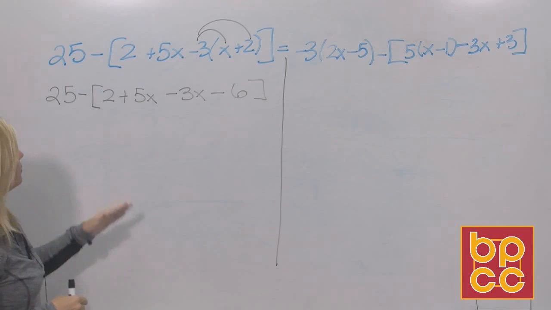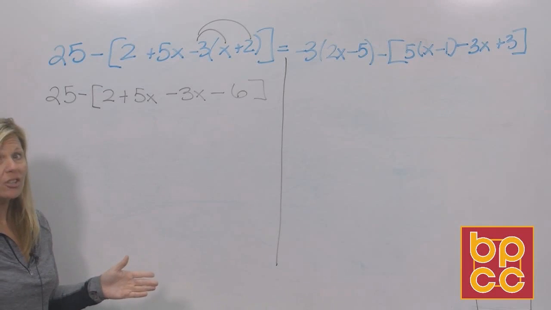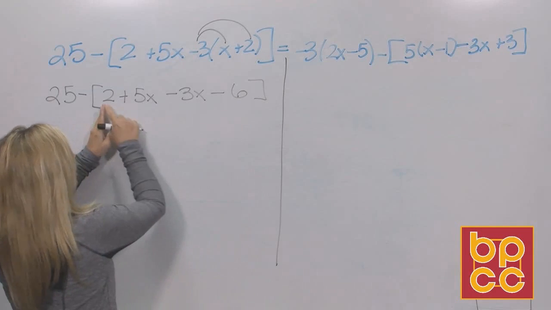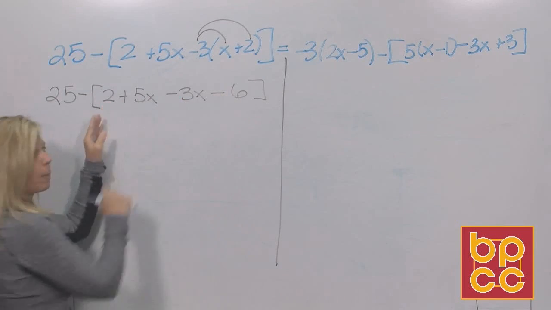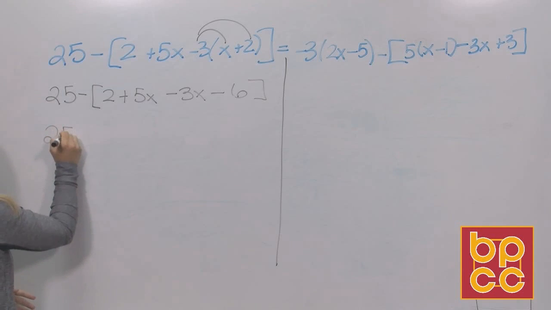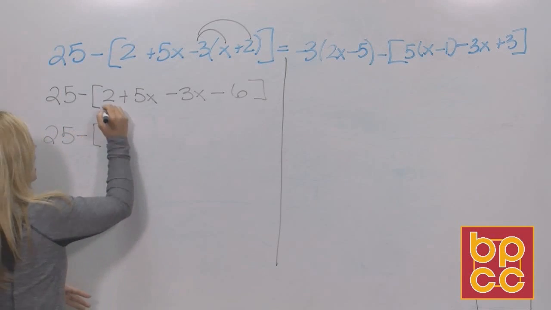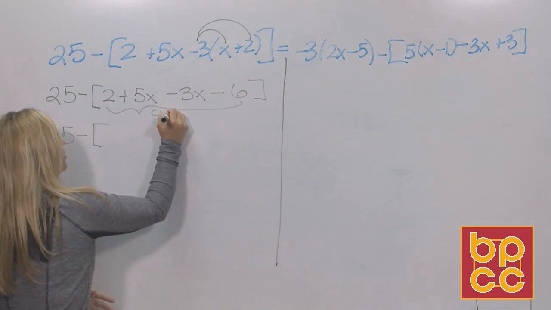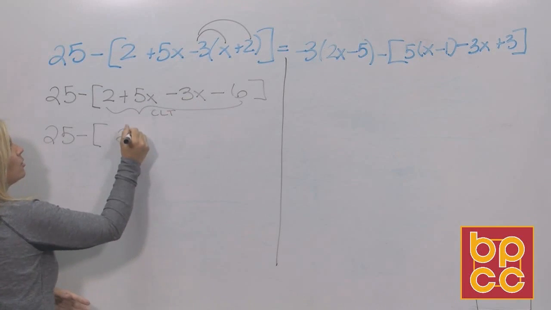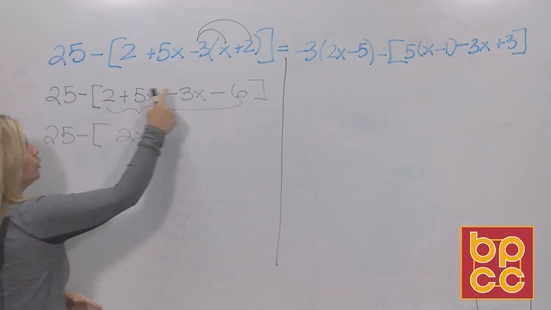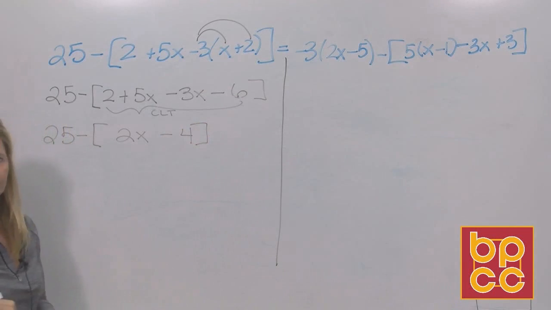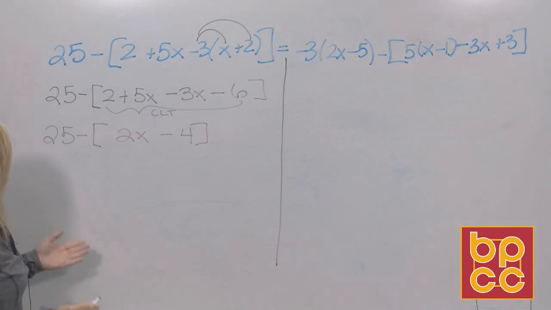Good. Now, there's no fraction or decimals, so it's CLT time. Inside this bracket, there is 1, 2, 3, 4 monomials. Put together what's alike. So I'm going to leave the 25 in the minus, and I'm now going to do CLT. 5x minus 3x is 2x. 2 minus 6 is negative 4. So far, so good?